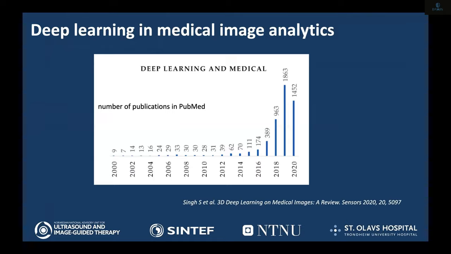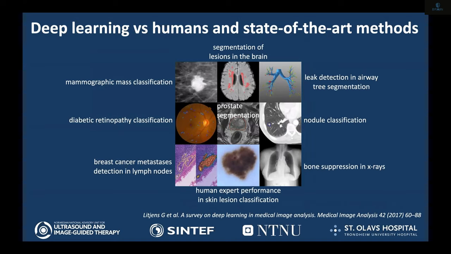Anyway, you all know this. It is also true in medical image analysis that the number of publications is increasing exponentially, since 2015-16, when it really started to increase. This is already an old publication, from 2017, showing some areas where deep learning can surpass human performance in interpretation and detection of objects and diseases in medical images.